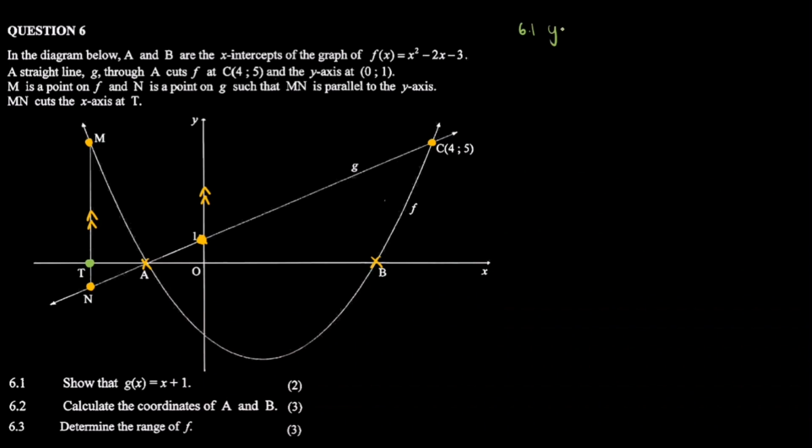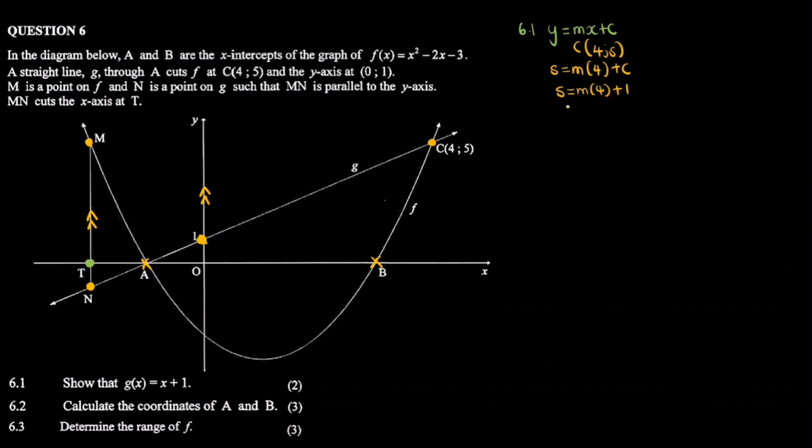We know that the equation of a straight line is y equals mx plus c. So in this problem, we're going to substitute the coordinates of C, which is (4, 5). So y is 5, which equals m times x, which is 4, plus c. We know that this straight line passes through the y-axis at (0, 1), so we can substitute the value of c as 1, because c is the y-intercept. So we have 5 equals m times 4 plus 1.